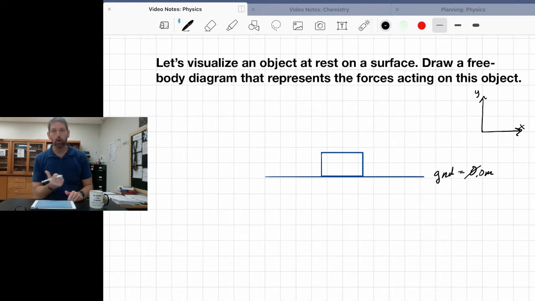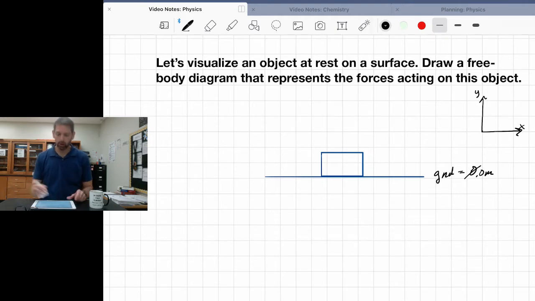So to our right, we tend to think of that as being positive, and up we tend to think of as being positive as well. And so obviously this would imply that down is negative and to the left is also negative. Draw a free body diagram representing the forces acting on it.